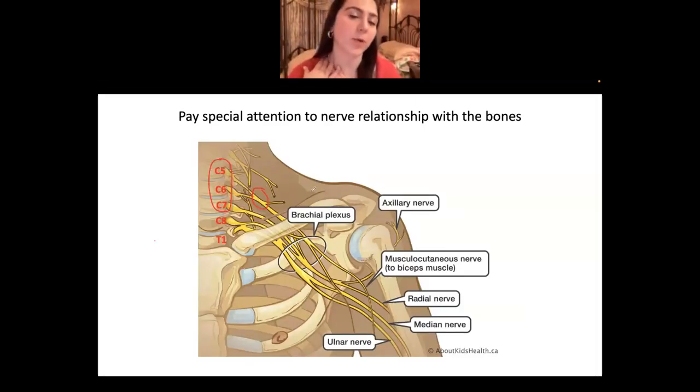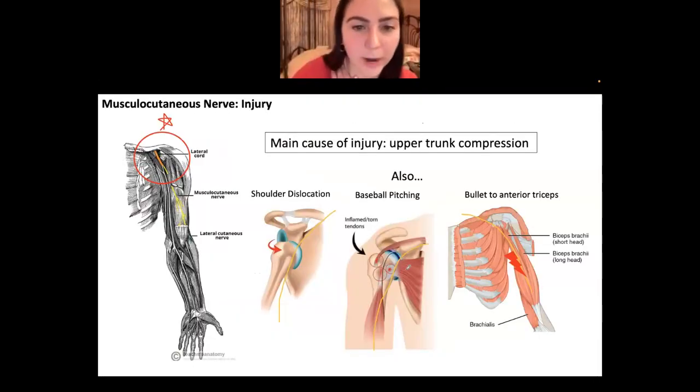So that can be compressed by compressing this upper trunk, and then that can affect downstream this musculocutaneous nerve. Okay. Other things that can cause it, and this is usually what's going to be in vignettes because they're not going to say patient suffers from an upper trunk compression, but some examples are going to be shoulder dislocation.